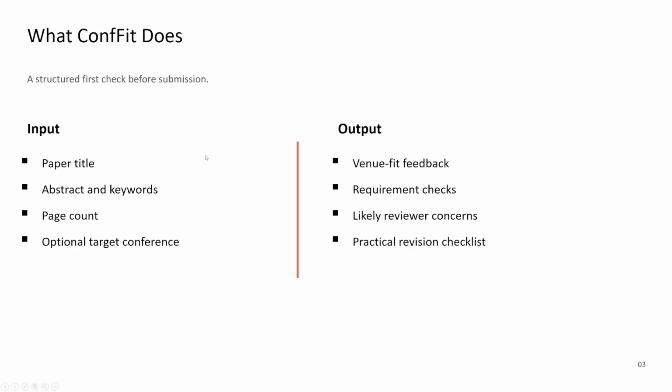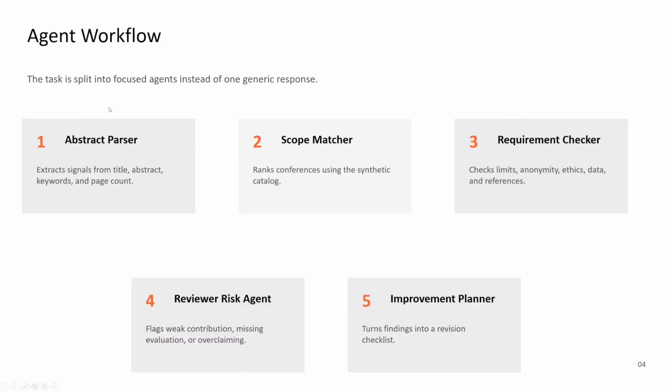Now what ConFit does is that it takes as input the paper title, abstract, keywords, page count, and optionally some target conferences which the user would like to input. And it returns the venue fit feedback, the requirements that need to be checked, and the likely reviewer concerns, along with a practical revision checklist.